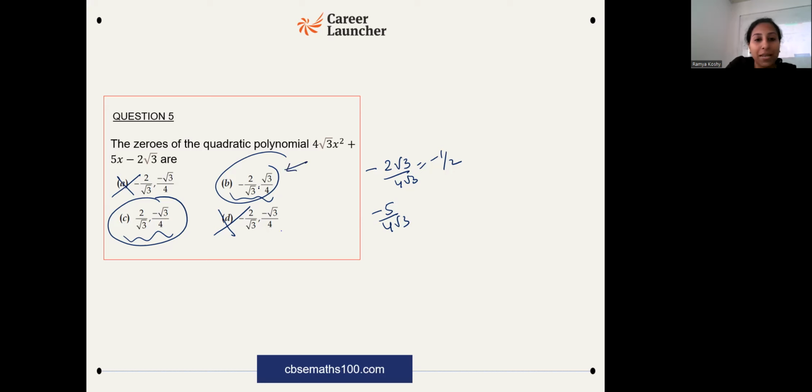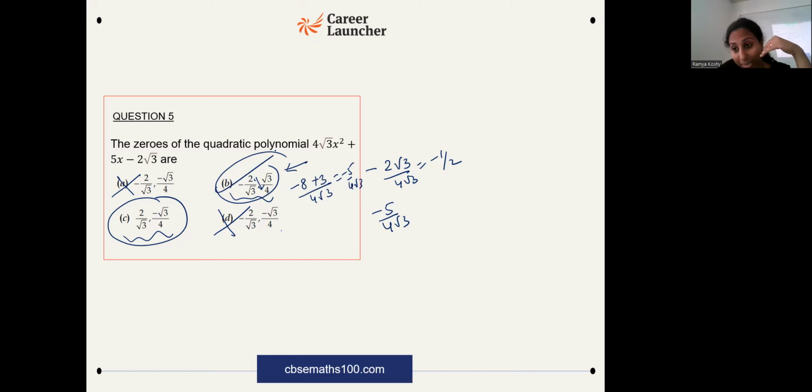If I check option B, over here minus 6, minus 2 into 4 is, sorry, minus 8. I'm adding them, plus 3 divided by 4 root 3. So the sum is minus 5 by 4 root 3. So option B is correct.